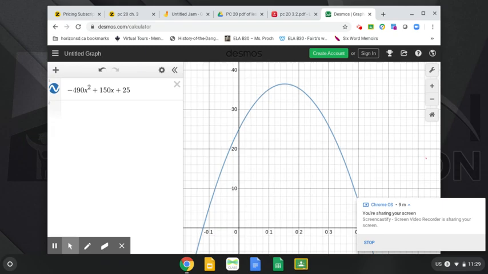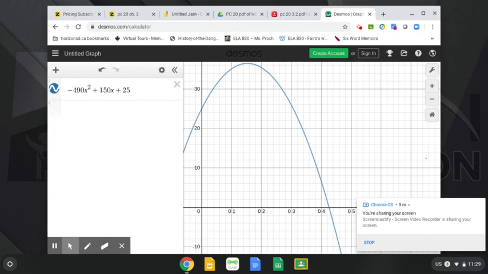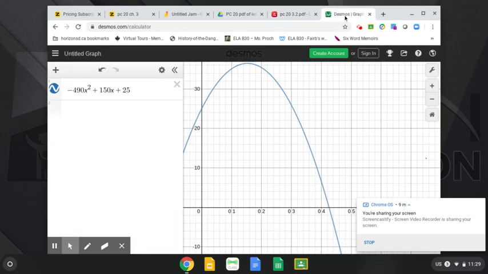Nice. All right, so that is the graph that comes up when I put this question into Desmos. So we got our frog, it's sitting on a rock, and that's where it's jumping. Picture a little froggy sitting right there, right at the start. He jumps, he's going up, hits his highest peak, and then he obviously lands in the water right there, at that x-intercept.